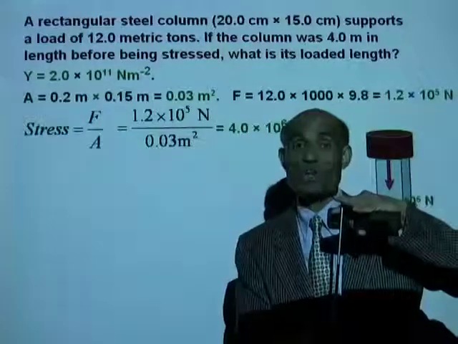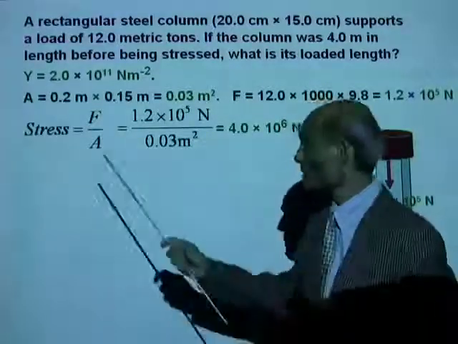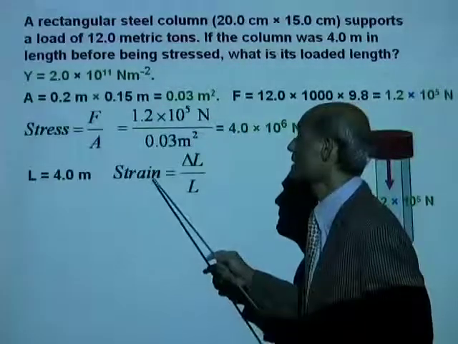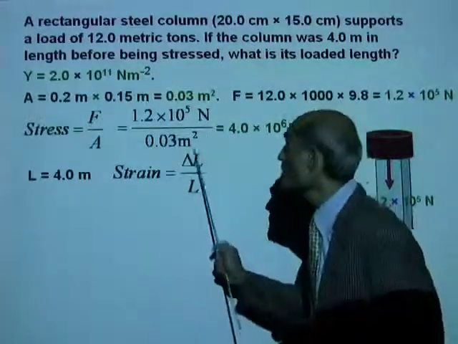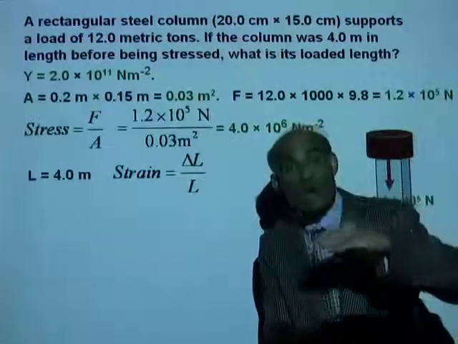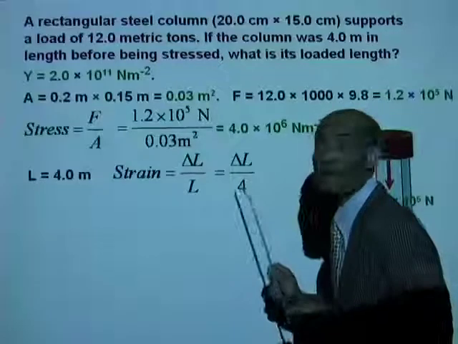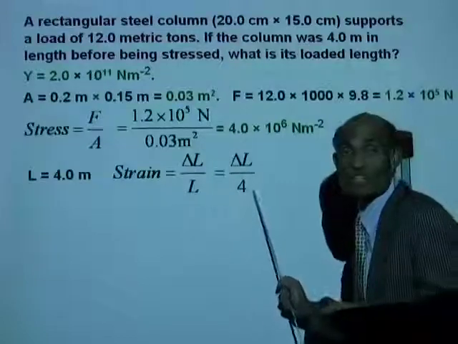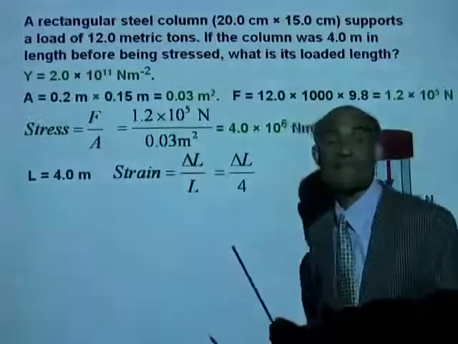In order to find the loaded length, you need to find the change in length delta L. So that's what we're going to do now. We have the original length L equal to 4 meter. Therefore, the strain is delta L divided by L, and we need to find delta L in order to find its loaded length. So, strain therefore is delta L divided by 4. Stress is 4 times 10 to the 6. Strain is delta L divided by 4. The Young's modulus is 2 times 10 to the 11.